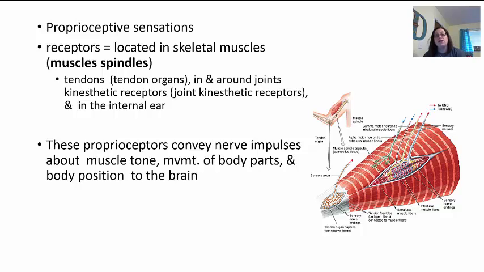We also see that there's going to be things called tendon organs. These are going to be found in the tendons. We also see kinesthetic receptors, which are going to be in and around a joint, so they're going to detect movement because kinesthetic means movement, and they're going to detect that, as well as the inner ear. And all of this is going to help with your balance, your posture, and your muscle tone.